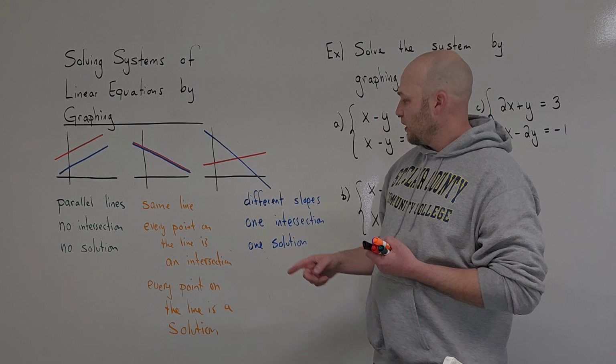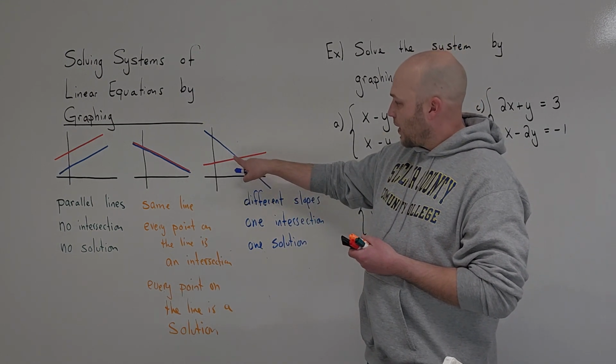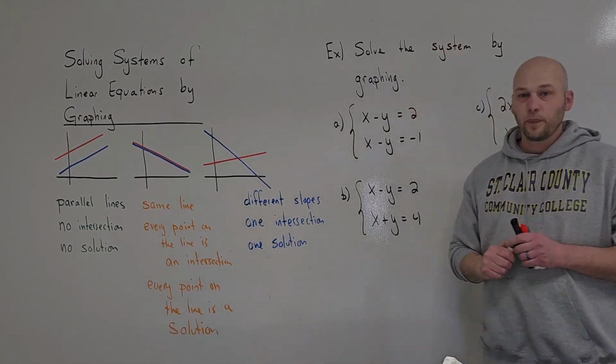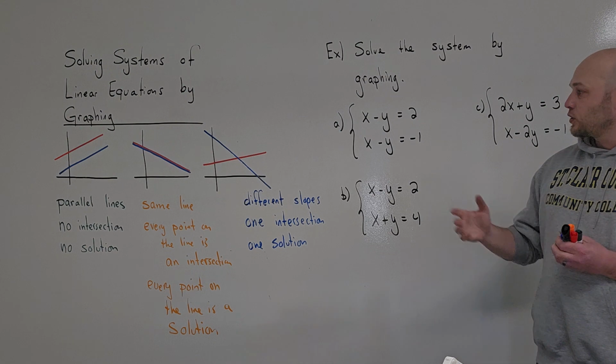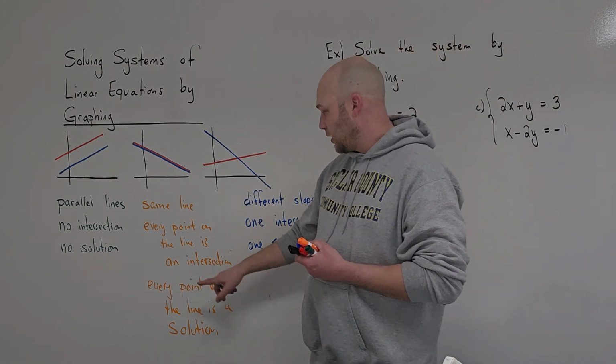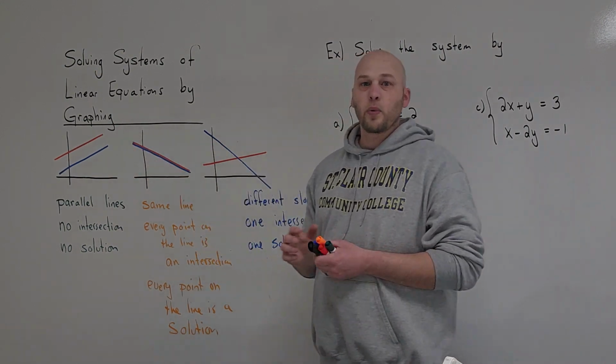In this third case here, I have different slopes, which means they're not parallel. They will intersect at one point and one point only, and therefore there's one solution. So when you're solving your systems of equations, sometimes you'll get one solution, infinitely many, or no solutions. And geometrically, these are what's being represented.